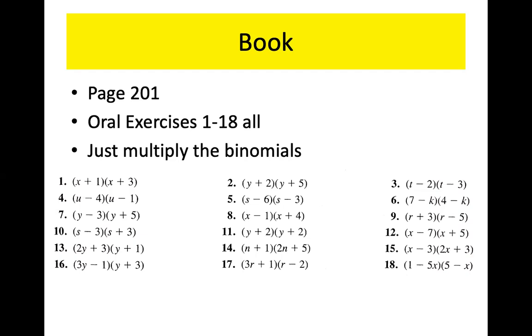The middle one is the hard one. You got to do 2 things, and it's mental. The middle terms, negative k times 4 is negative 4k, and the outer would give me negative 7k. So negative 7k minus 4k, negative 11k.